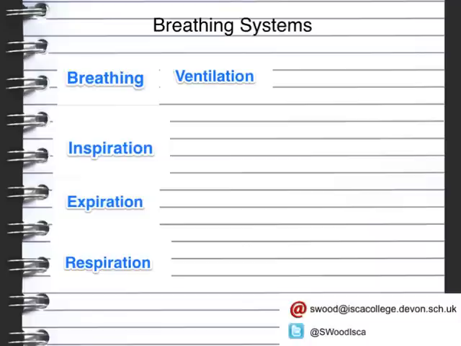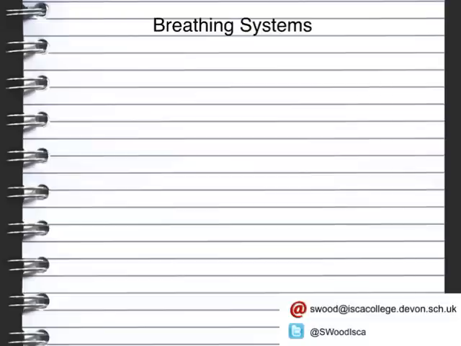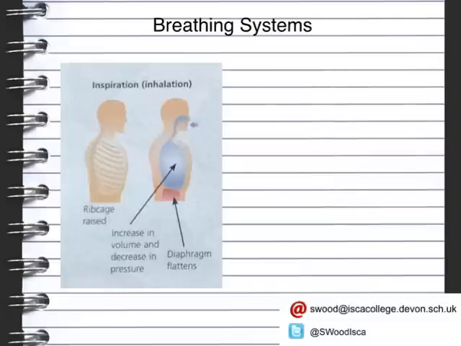Now, we can have a look at a couple of diagrams here to show what happens during the breathing process. This first one here is where we have inhalation. You can see from the diagram that the air goes in. You can probably feel this if you have a go yourself, that your rib cage is raised and it increases in volume and decreases in pressure.